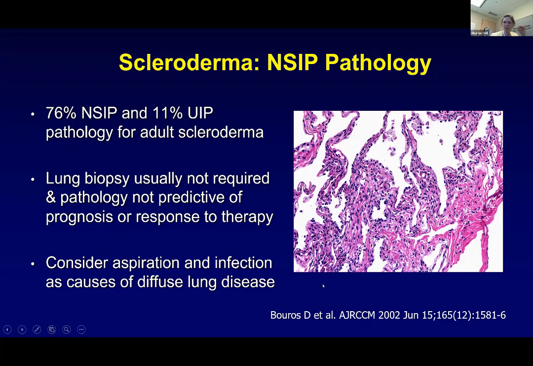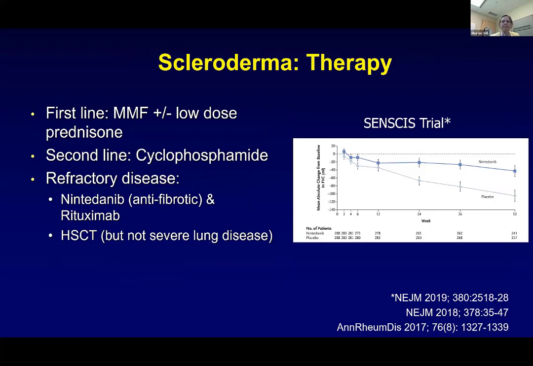And of course, as I mentioned, you always have to think about aspiration and infection, particularly if they're immunocompromised, as causes of diffuse lung disease. It's important to recognize lung disease in scleroderma because it does respond to therapy. First-line therapy is MMF and low-dose prednisone. Second-line therapy is typically cyclophosphamide. And we do have a new arsenal of treatments for scleroderma-associated fibrosing lung disease.